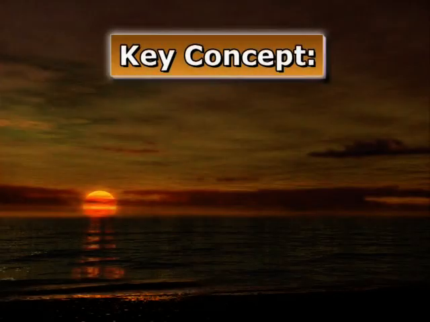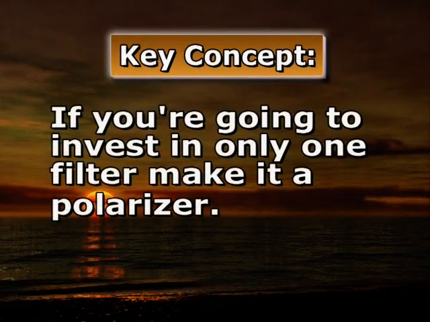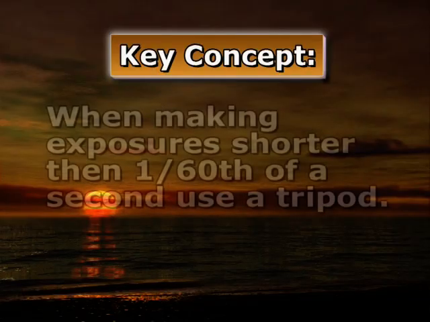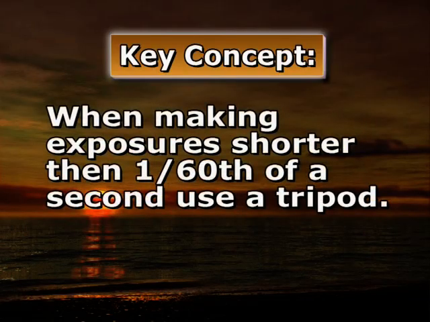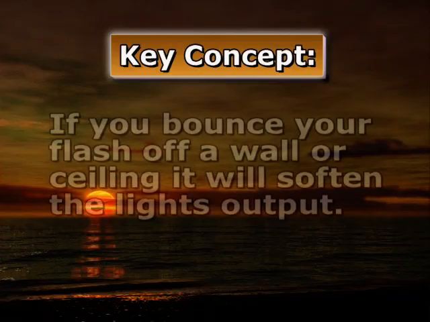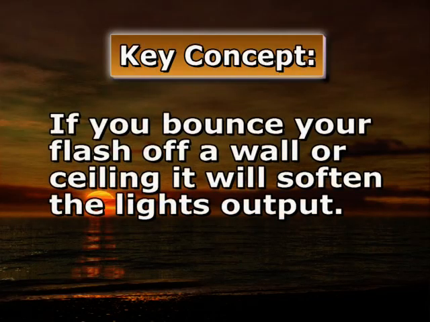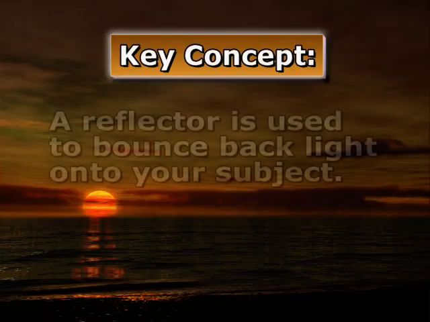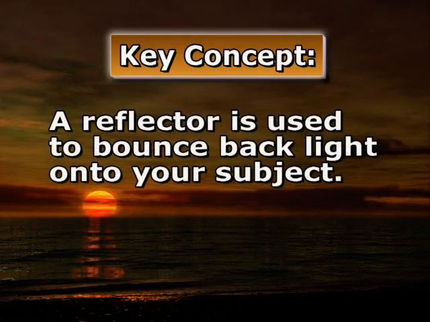Key concept: if you're going to invest in only one filter, make it a polarizer. Key concept: when making exposures shorter than 1/60th of a second, use a tripod. Key concept: if you bounce your flash off a wall or a ceiling, it will soften the light's output. Key concept: a reflector is used to bounce back light onto your subject.